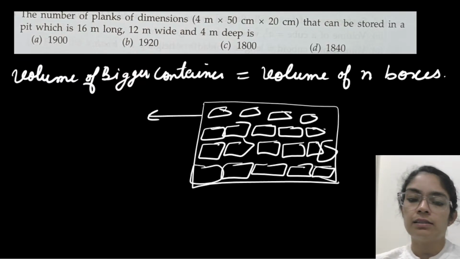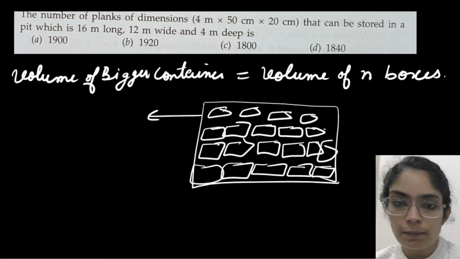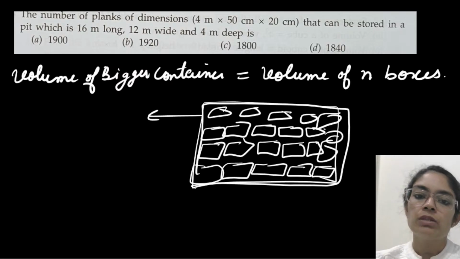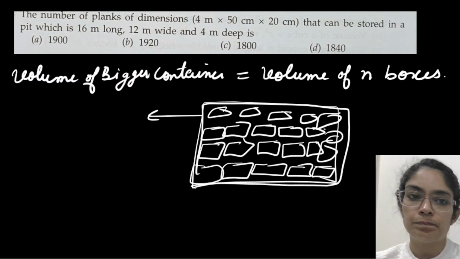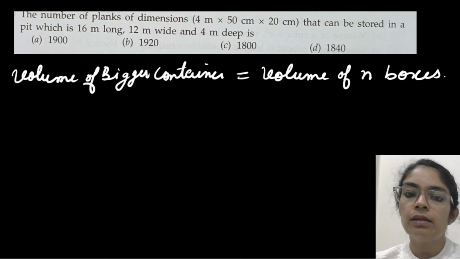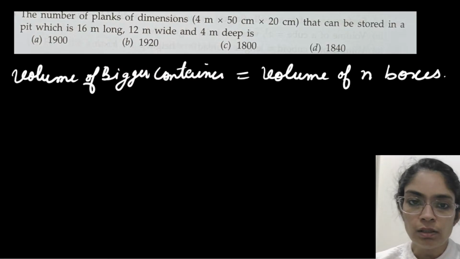You can imagine, we have done this type of question earlier also. Inside this we are keeping small boxes, so that means both the volumes are the same. So this concept we will apply here. We'll equate the volumes and find the value of n.